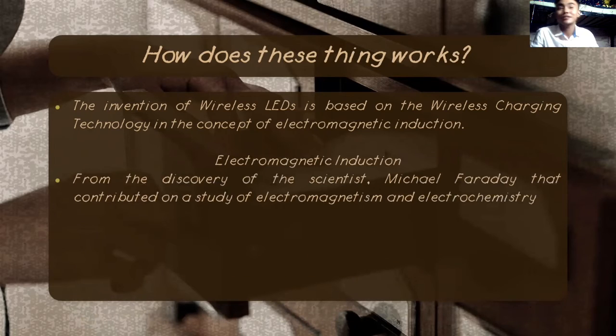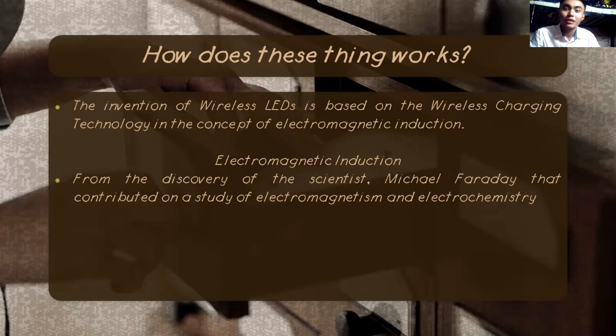Electromagnetic induction comes from the discovery of the scientist Michael Faraday, who contributed to the study of electromagnetism and electrochemistry. Electromagnetic induction was discovered by Michael Faraday in 1831. He discovered that electricity can flow without the parts touching each other, just like the wireless LED. So how does it work? The main material for this is the inductor, because an inductor can generate magnetic energy that can attract electricity with the help of the other materials.